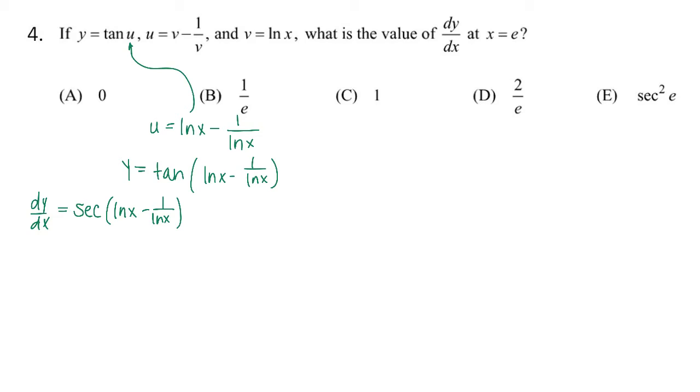But then it's also times the derivative of the angle. Well, the derivative of the natural log of x is going to be 1 over x. And then we have to think about this. Well, that's really minus natural log of x, and so that's going to be all raised to the negative 1. So we need chain rule here.